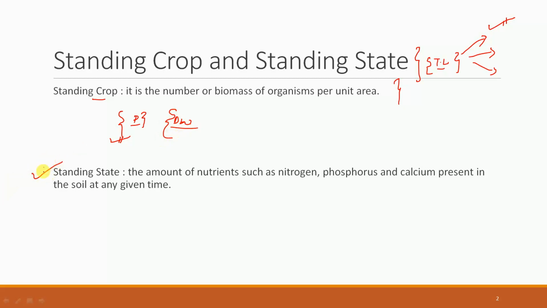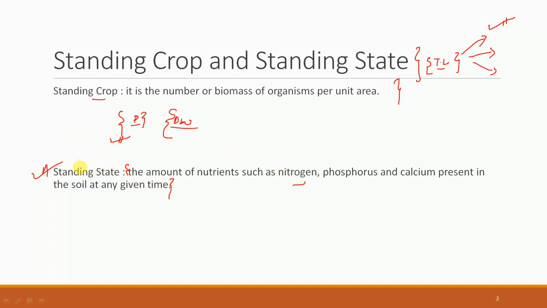Next is the concept of standing state. Once we have measured the biomass in living organisms by the definition of standing crop, in the abiotic components of the biotic community it is also important that the amount of nutrients be measured. These are the nutrients present in the soil, the amounts of nutrients such as nitrogen, phosphorus and calcium that are present in soil at any given time, and they are measured; they constitute the standing state. So this is what is important vis-a-vis standing state.